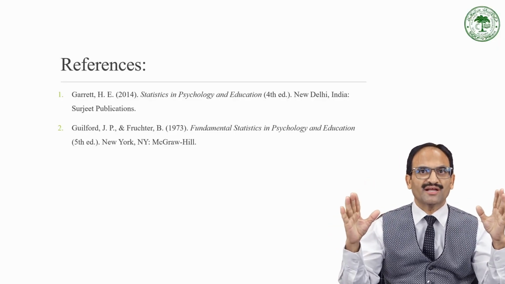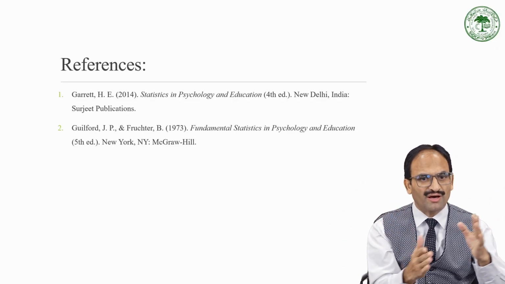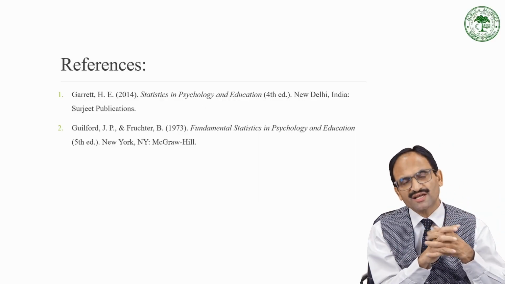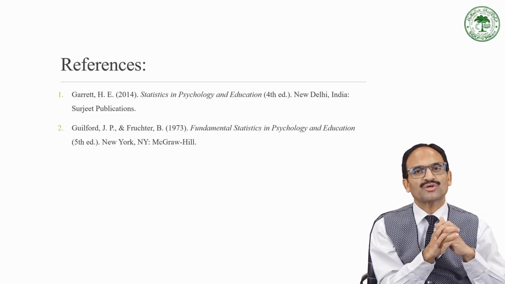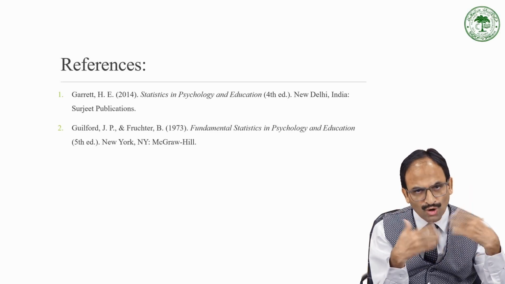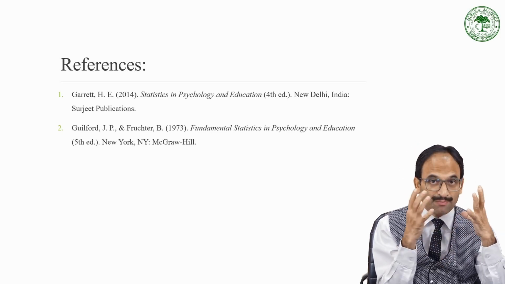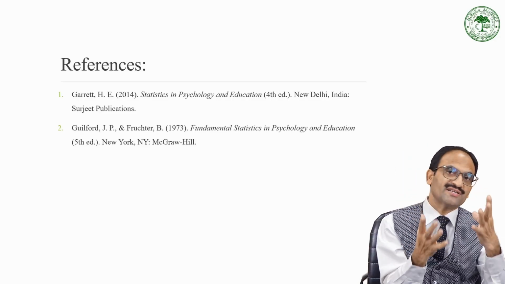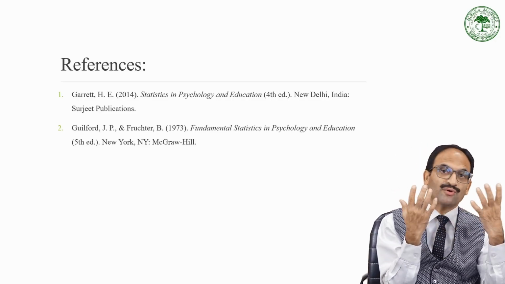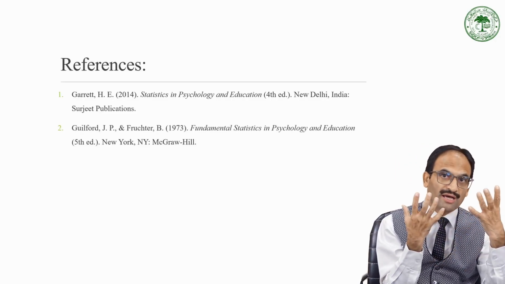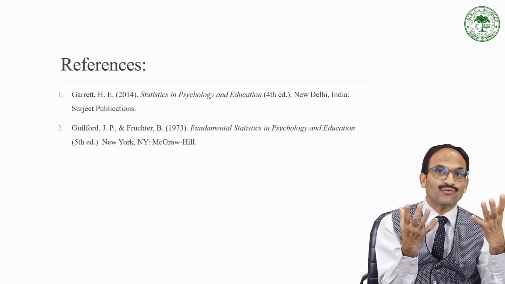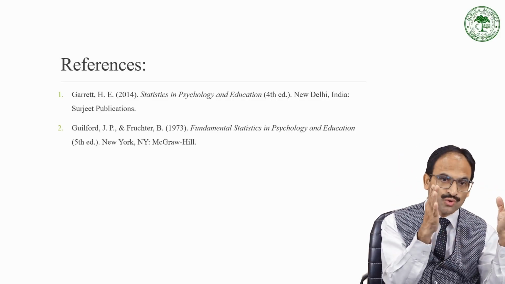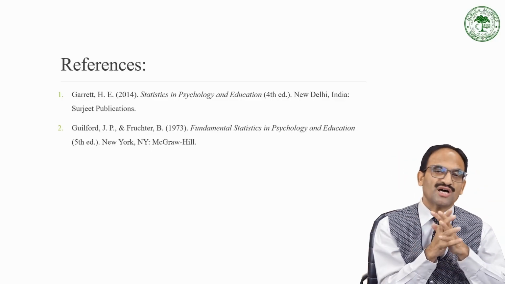So I have recommended 2 books that you can see on the slide. These two books are very good. If you want to know more about measures of variability, and particularly about the range, the advantages and disadvantages of the range, and how to calculate the range, or you want to do some more problems based on range, go through these books. These two books are very good.